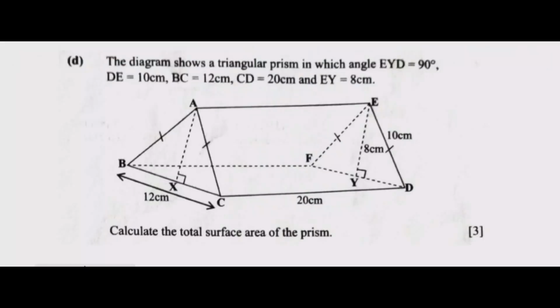Okay, question 3D is as follows. The diagram shows a triangular prism in which angle EYD is equal to 90 degrees, DE is equal to 10 centimeters, BC is equal to 4 centimeters, CD is equal to 20 centimeters, and EY is equal to 8 centimeters. So what you need to do is take time, study the diagram, and then calculate the total surface area of the prism. That is the actual question, which is asking us to calculate the total surface area of the prism.